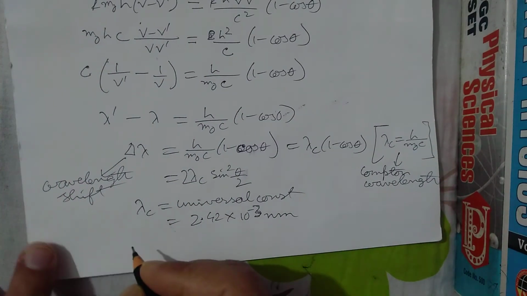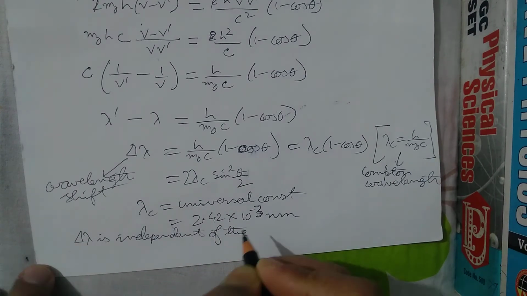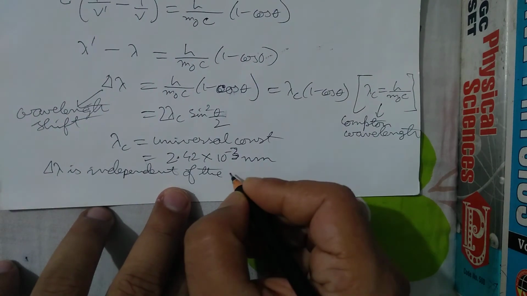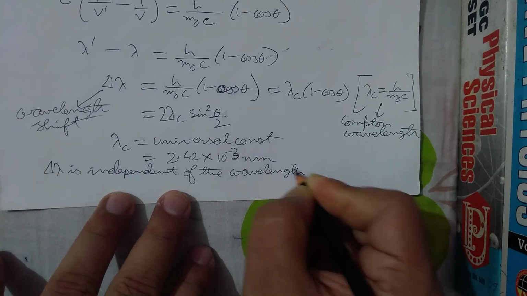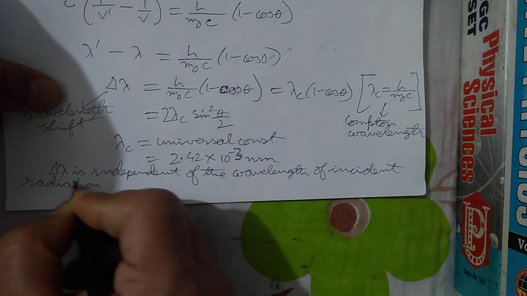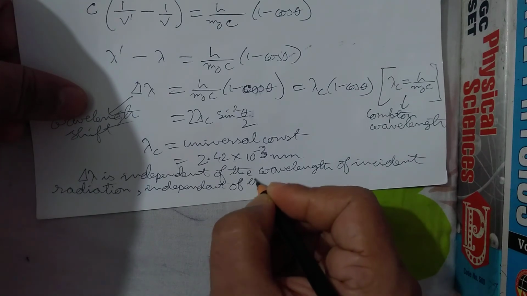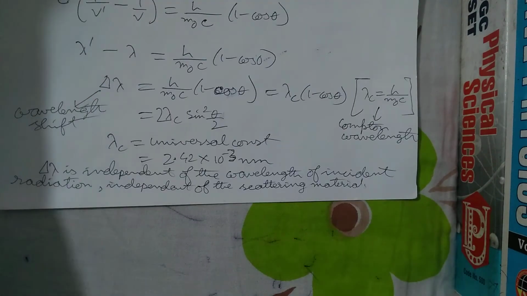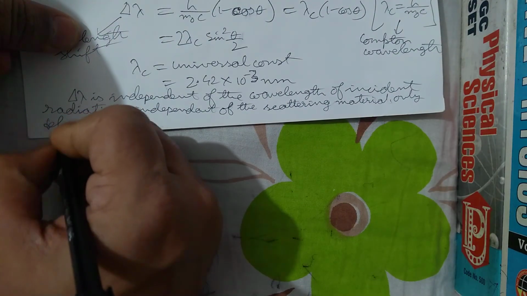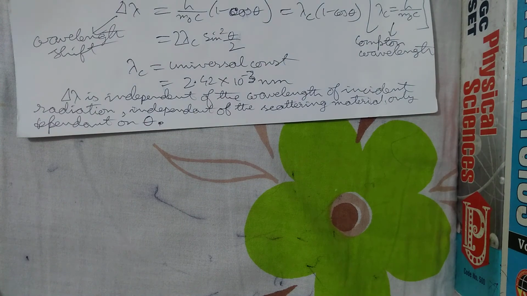So delta lambda is independent of the wavelength of incident radiation. It is also independent of the scattering material. It is only dependent on theta. What is theta? Theta is the scattering angle.